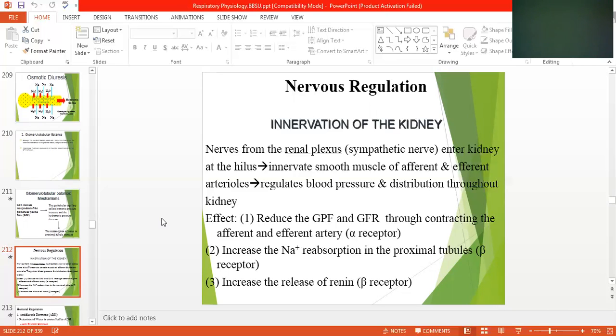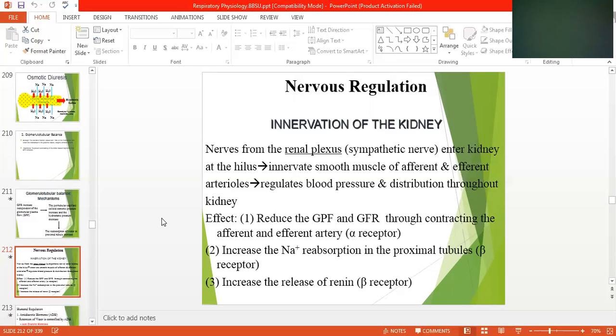They innervate smooth muscles of the afferent and efferent arterioles. The renal artery which enters and the renal artery which leaves the kidney are known as afferent and efferent arterioles. They regulate blood pressure and distribution throughout the kidney. Effects: reduce the GPF and GFR through contracting the afferent and efferent arteries. Alpha receptors are there, and they have the nerve innervation.